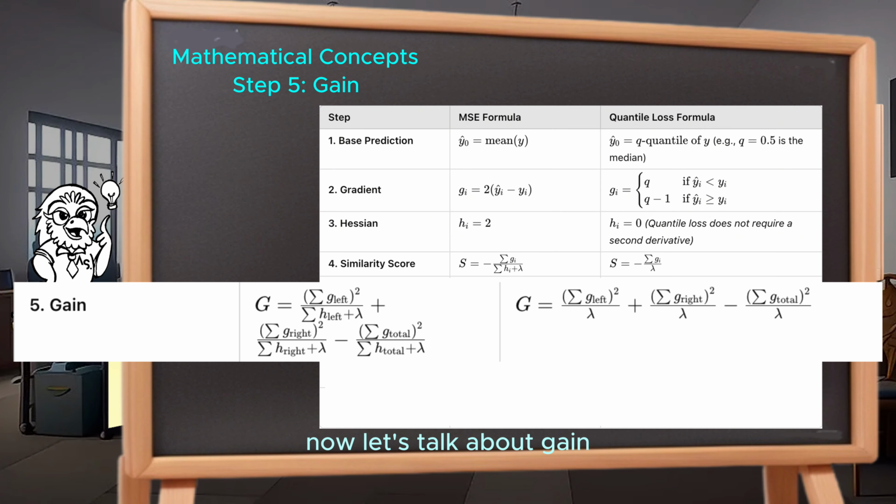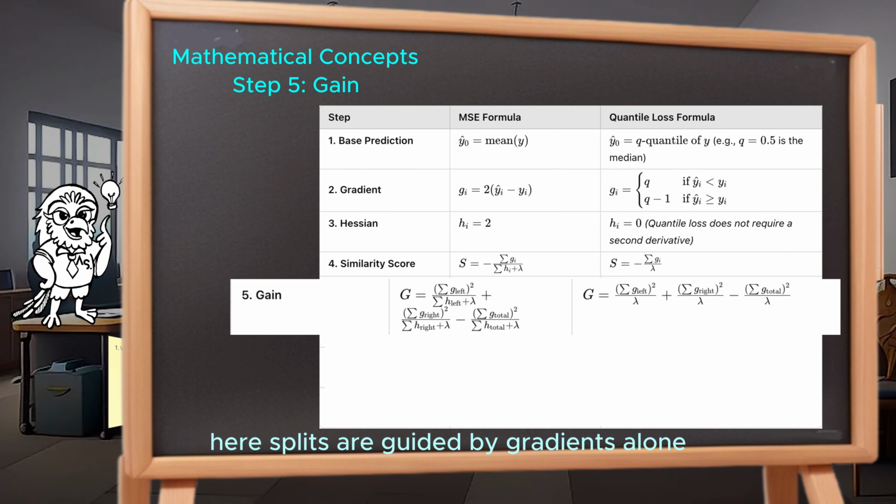Now, let's talk about gain. This measures how much better our model becomes after splitting the data at a certain point. MSE considers the improvement from both the left and right child nodes compared to the parent node. For quantile loss, again, no Hessians means it's simple. Here, splits are guided by gradients alone.